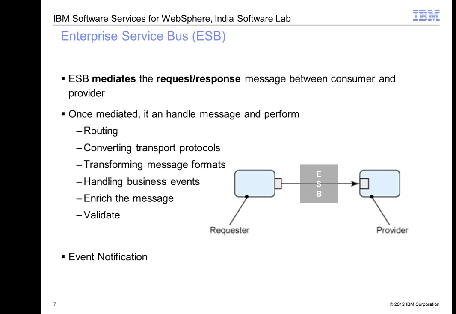Anyway, the enterprise service bus, yeah, there it is. If you look at the picture, we have a service requester or service consumer on the left-hand side, and on the right-hand side we have a service provider, a system which is exposing its capabilities as services. And in the middle we have the enterprise service bus. The enterprise service bus here is mediating the messages that are flowing between the service consumer and the service provider. And the ESB is capable of mediating both request as well as response messages.